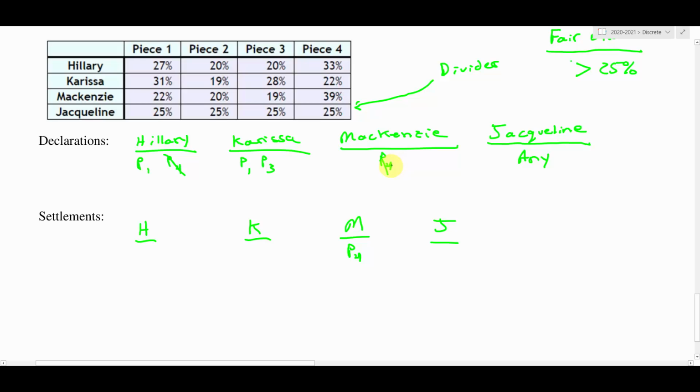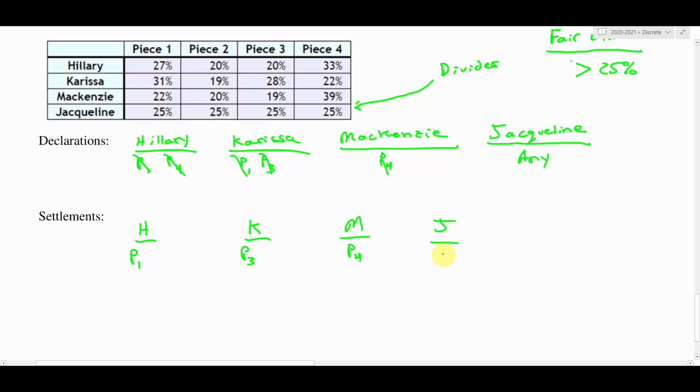So then the next most picky person is going to be Hillary, because now Hillary is only going to be happy with piece 1. There's no other piece that will make Hillary happy. So I'm going to automatically give piece 1 to Hillary. And now piece 1 is no longer available to any other player. So now when I look at Carissa, Carissa would only be happy with piece 3, so I'm going to give piece 3 to Carissa. Now piece 3 is gone.